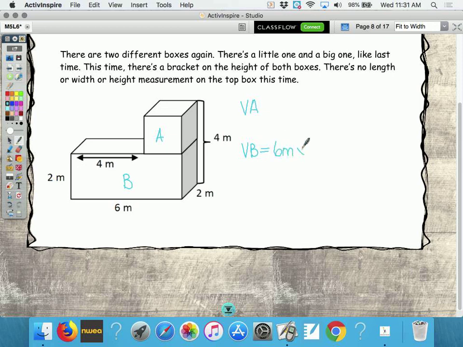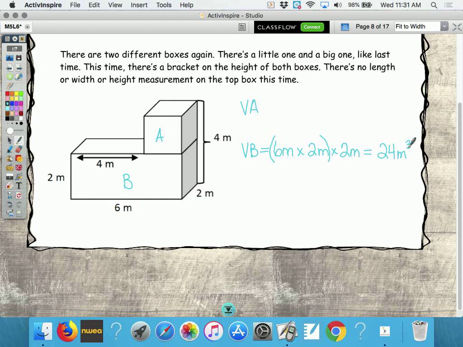I'm not going to solve it yet. But I know those measurements, right? Do you want to go ahead and solve it? Can we solve it on our own? Yeah. So what'd you get, George A? For the volume of B? 24. 24 cubic meters. Okay, put your pencils down. Let's take a look at A.